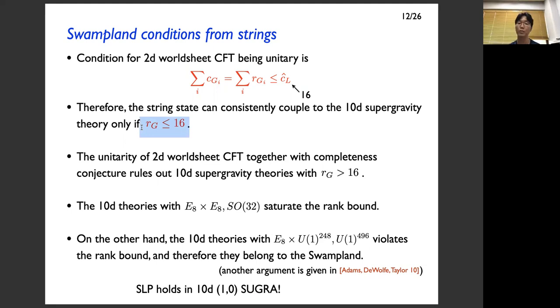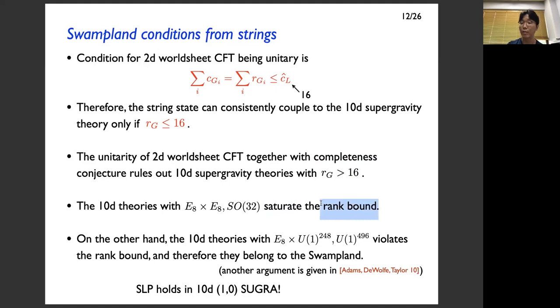Okay, and such a string state should exist due to the completeness conjecture. Therefore, we can rule out supergravity theories with rank bigger than 16. Okay, they are inconsistent because they will contain some non-unitary string configuration violating this unitarity bound. Okay, so if you look at the theory with E8 times E8 or SO(32) gauge symmetry, then you can see their current algebra contribution is basically 16. So it saturates the rank bound.